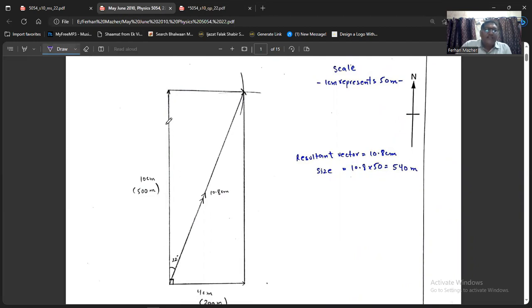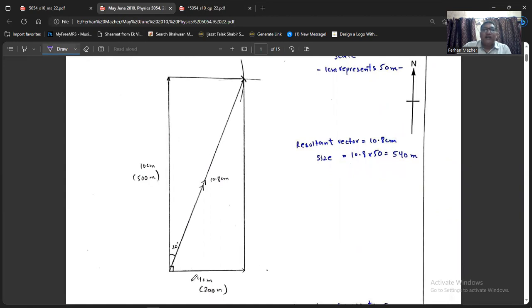So here we have that line, that vector, which represents 500 meter towards north. Here we have the other vector, which is 4 centimeter long and represents 200 meter. They are mutually perpendicular to each other, so that angle here is 90 degree. You can see that we have placed these two vectors to be added in such a way that their tails are joined together. Then I will complete the parallelogram.